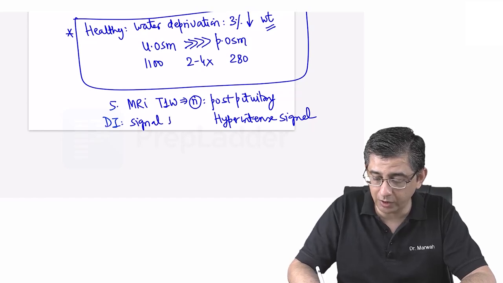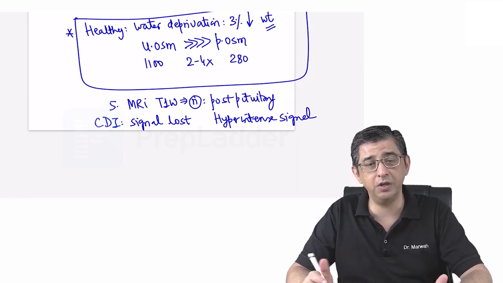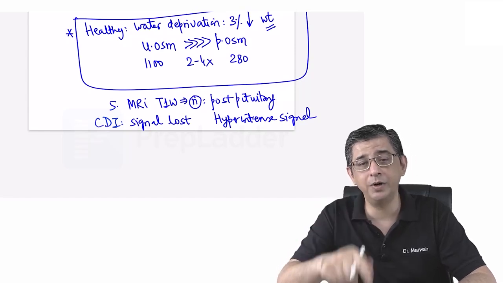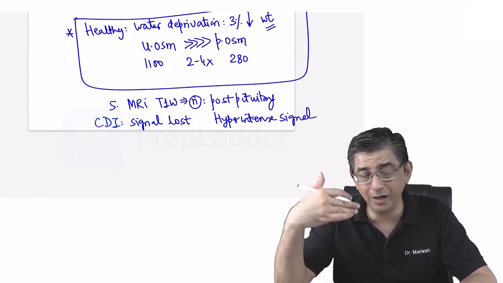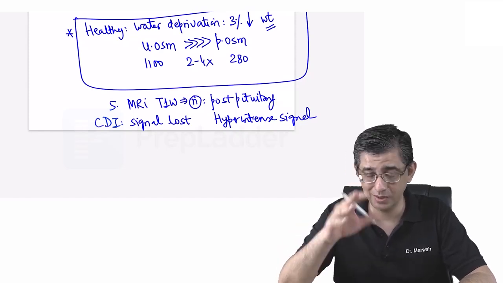What I'm talking about at the moment is valid for the central variety, not for the nephrogenic variety. Remember two important causes of nephrogenic diabetes insipidus: lithium and hypercalcemia. Instead of asking you the treatment per se, they love to ask you causes.